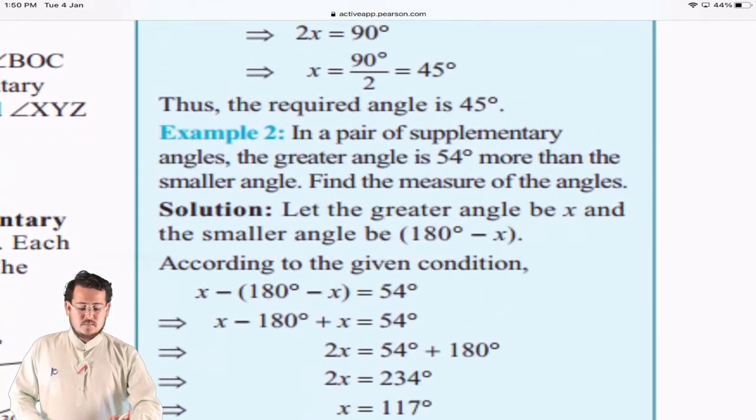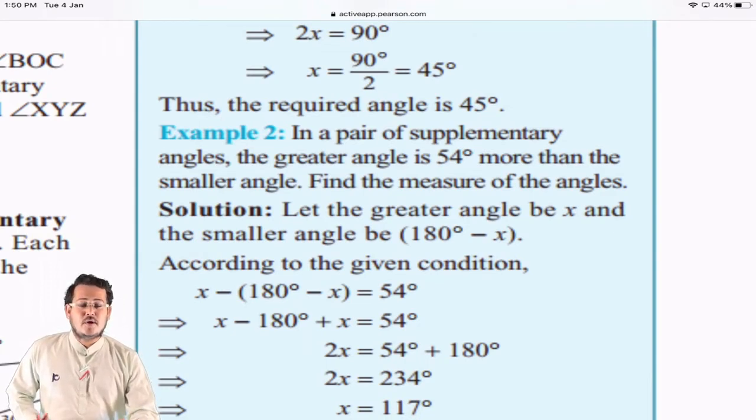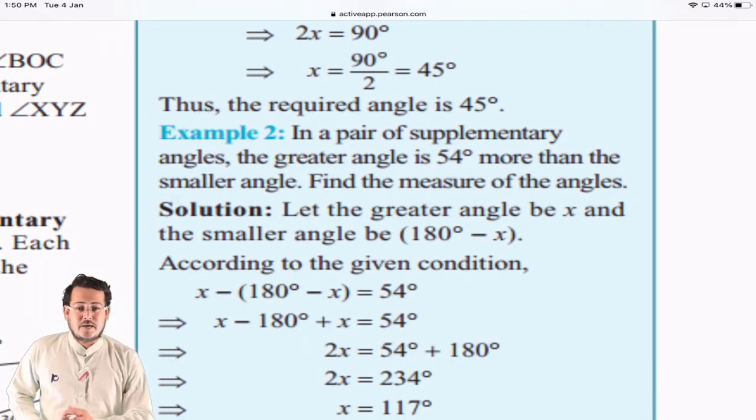Example 2 is of supplementary angles. You can see here the condition is given for the greater angle and no condition is given for the smaller angle. As we learned in linear equations, if we do not have any condition given for a term, we will assume that the value of the term is x. So here we will assume the smaller angle is equal to x, and it has been said that the greater angle is 54 more.